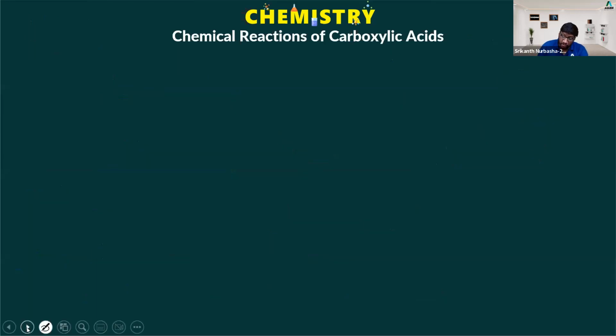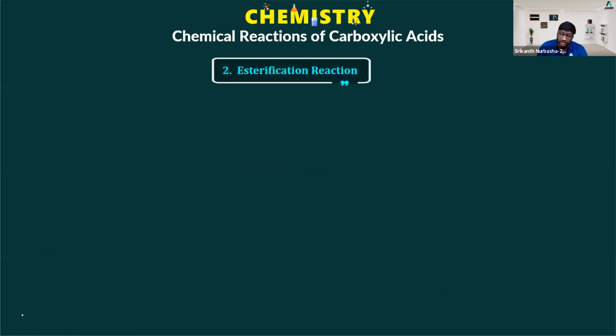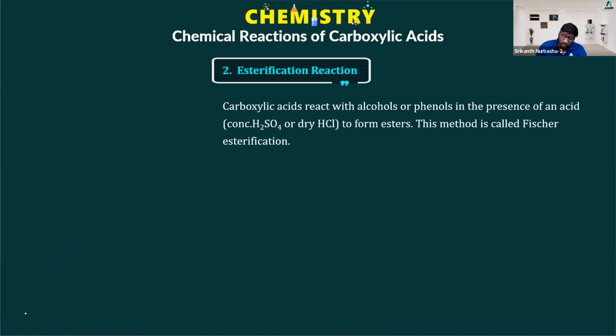First reaction is formation of anhydride. Next, esterification reaction. The same mechanistic approach. Carboxylic acid reacts with alcohols or phenols in the presence of acid, concentrated H2SO4 or dry HCl, to form esters. This is called Fischer esterification, and there exists an equilibrium. As I was discussing, there always exists an equilibrium.